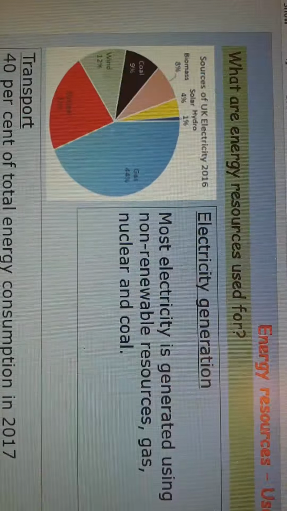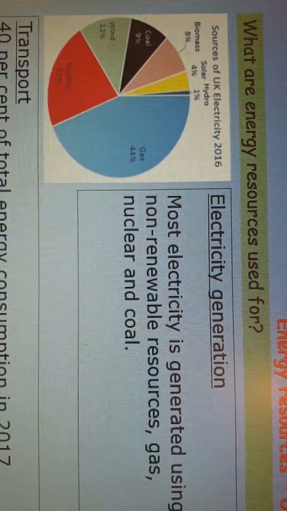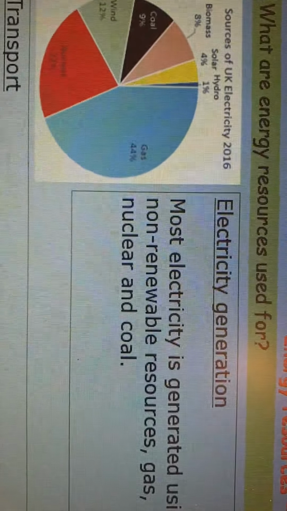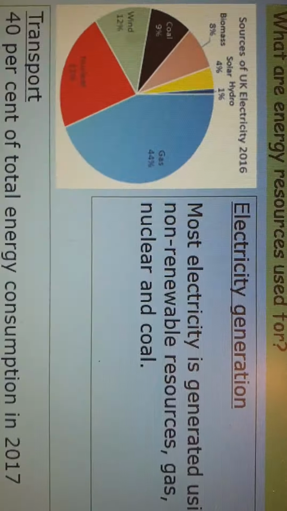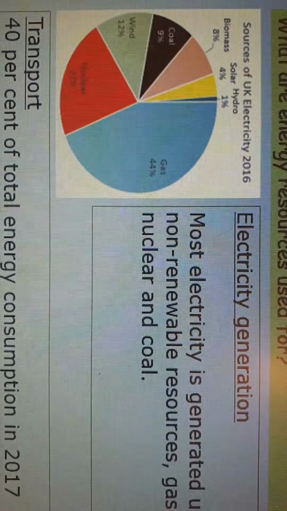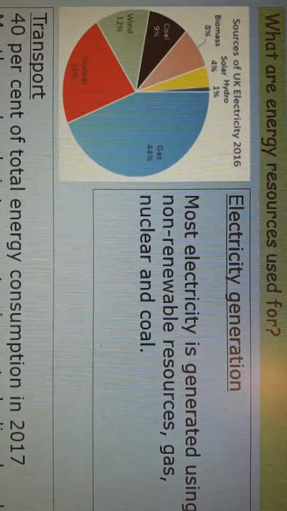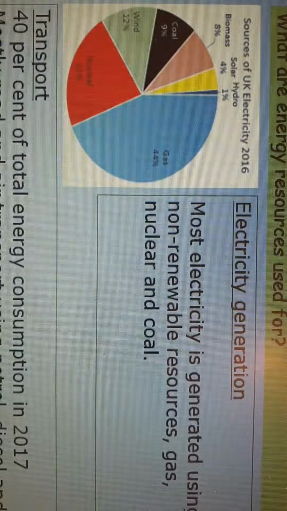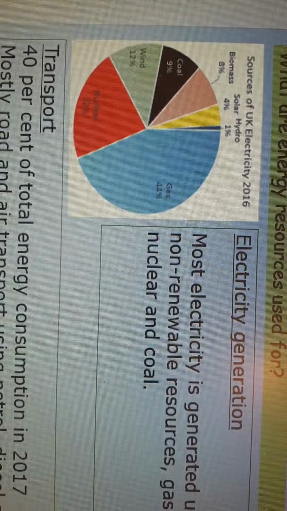And then we have this new one coming in 2017, the bioenergy and waste, which didn't really appear very much in 1990. So this chart appeared in your PowerPoint, and it shows where the UK electricity comes from in 2016. And what we see is that most of the electricity in the UK was generated from gas. So most is generated using non-renewable resource gas, some coal, which is the black one at 9%, and nuclear power, which is another non-renewable energy resource.